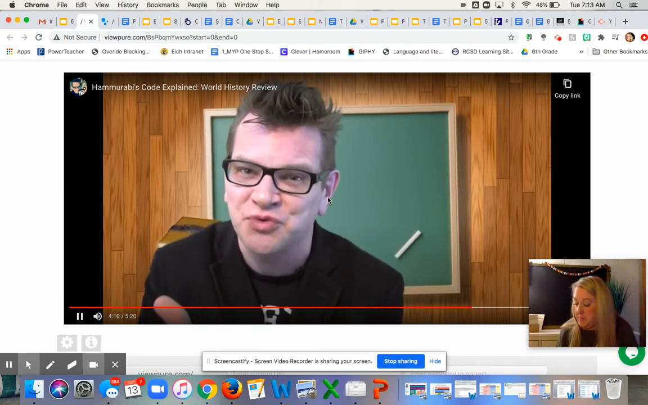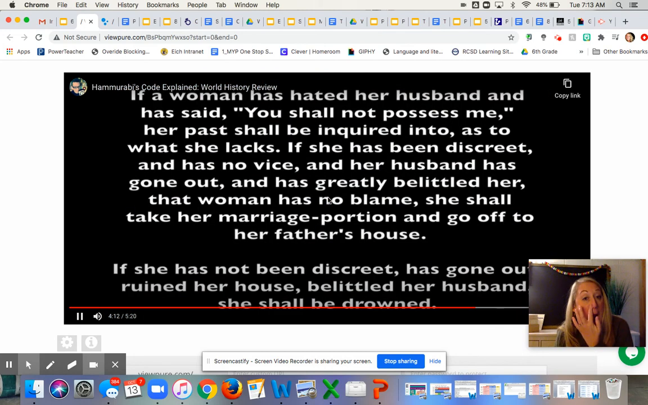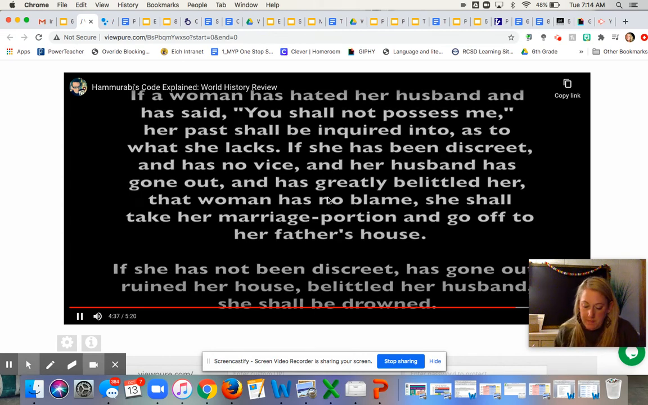And then here's the last one. Maybe this one's my favorite. If a woman has hated her husband and has said, "You shall not possess me," her past shall be inquired into as to what she lacks. If she has been discreet and has no vice, and her husband has gone out and has greedily belittled her, that woman has no blame. She shall take her marriage portion and go off to her father's house. If she has not been discreet, has gone out, ruined her house, belittled her husband, she shall be drowned.